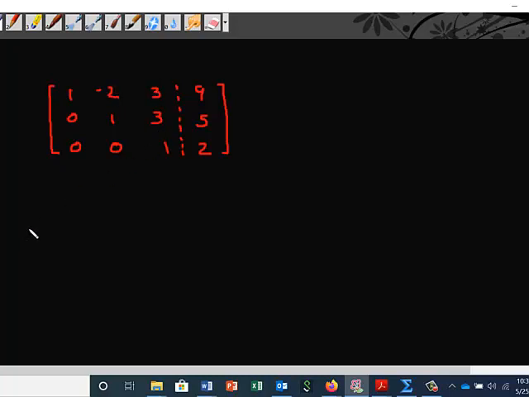So with that, we want to get a 0 here. We want to get a 0 here. So what we want to do is say -3 times row 3 added to row 2 to get the new row 2. So when we do that, this will be -3.